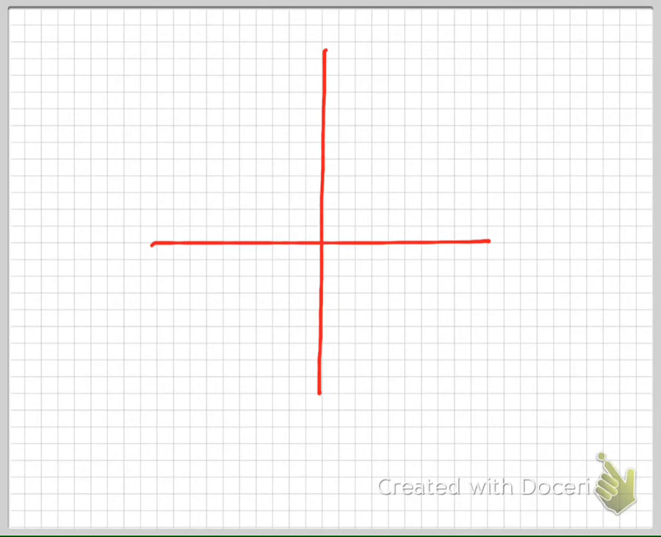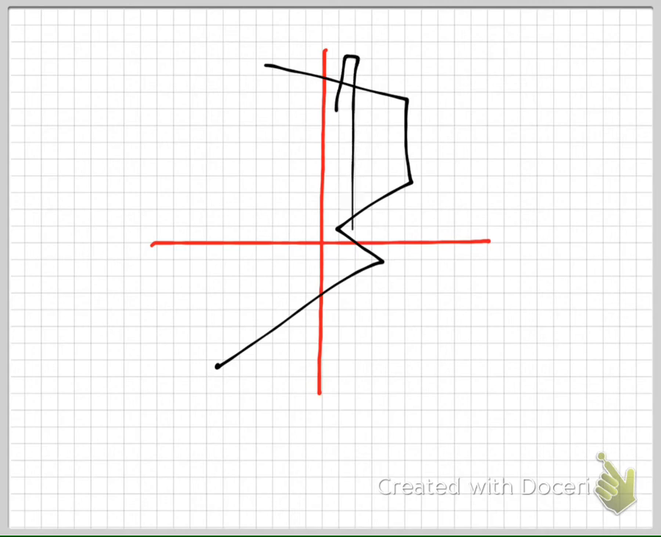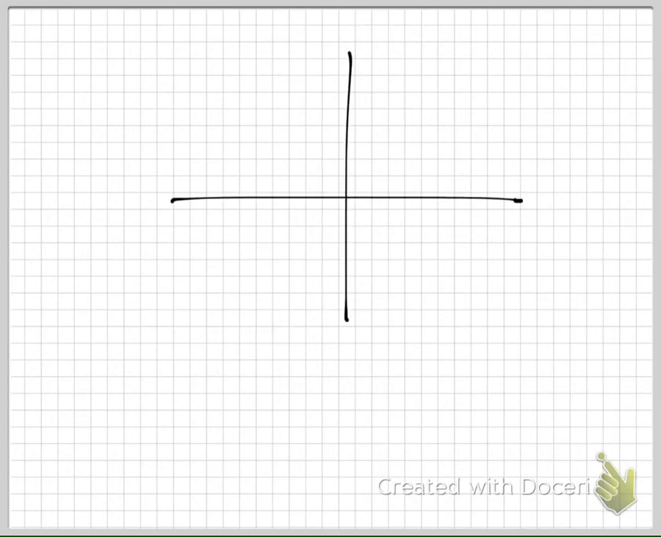What about this? What if I have this guy, and I go like this? Is that a function? No. No way. As I put my pencil right here, how many times is it touching that thing? 3. 3 times. Anytime you have something like that, not a function.